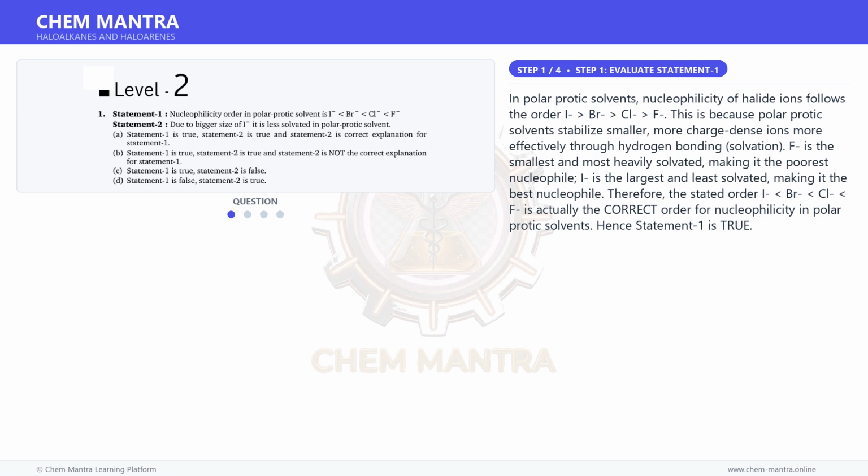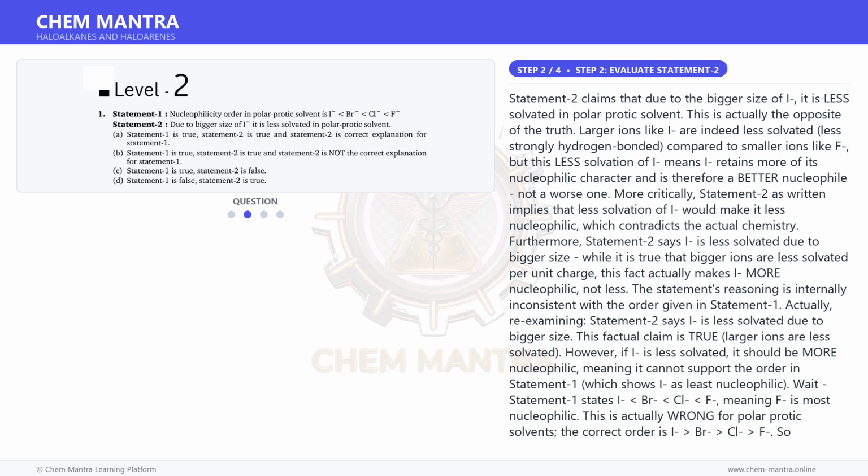Hence, statement 1 is true. Moving on to the next step. Statement 2 claims that due to the bigger size of I⁻, it is less solvated in polar protic solvent. This is actually the opposite of the truth.